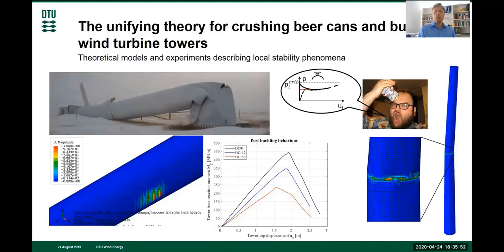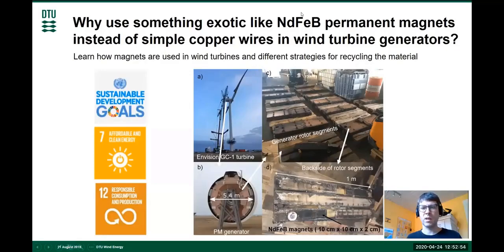Hi, my name is Asger. I will tell you something about neodymium iron-boron magnets and why we use these neodymium iron-boron magnets for generators in some types of wind turbines, and especially some type of wind turbine generators. And so besides from just telling you about this exotic material, I will also tell you how to recycle the neodymium iron-boron magnets and how this is currently done.